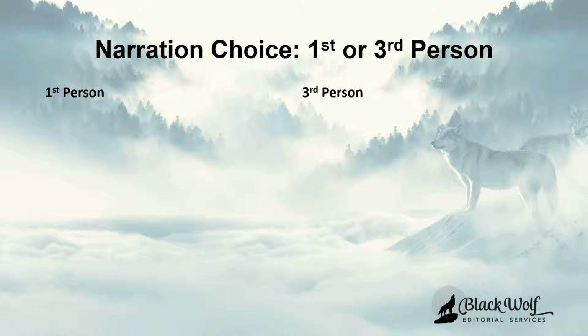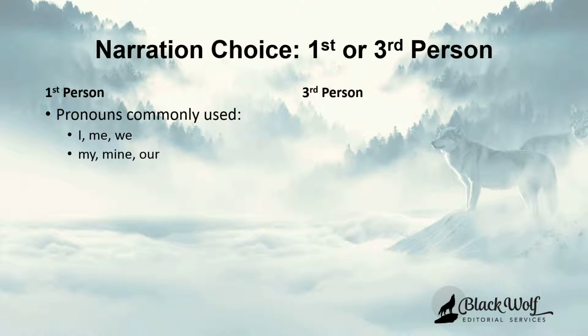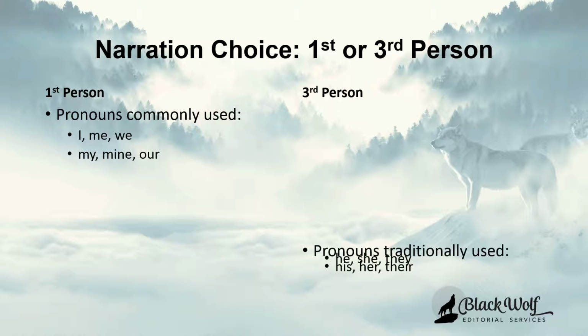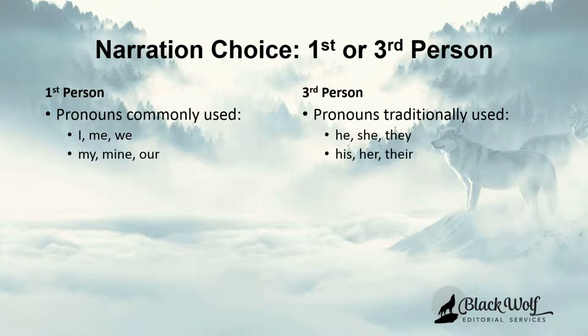Let's start with first person versus third person. To put it simply, first person is where we start using pronouns like I, me, we, my, our, and we start talking about things that are mine. When we move into third person, we're talking about he, she, they, his, hers, theirs, that sort of thing. There are other pronouns used within third person, especially when you talk about genderless writing, but these are the pronouns that have traditionally been used.